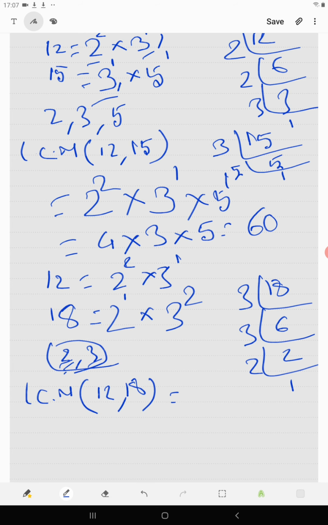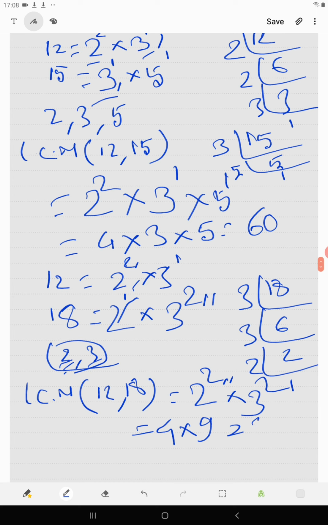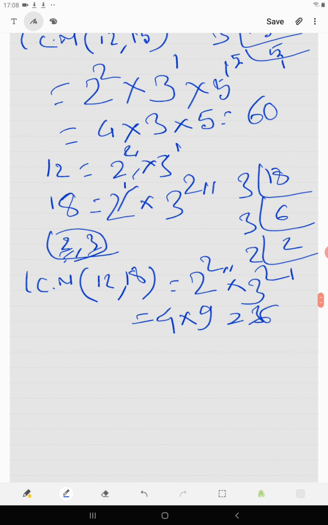Now tell me, what is the maximum power of 2 over here? Correct. It is 2 square. Because it is 2 to the power 1 in 18 and in 12 it is 2 square. So I will select the highest power, that is 2 square. Then into, what is the highest power of 3 over here? Correct, 3 square. So 2 square into 3 square, that means 4 into 9, that is 36. So 36 is the LCM for 12 and 18.